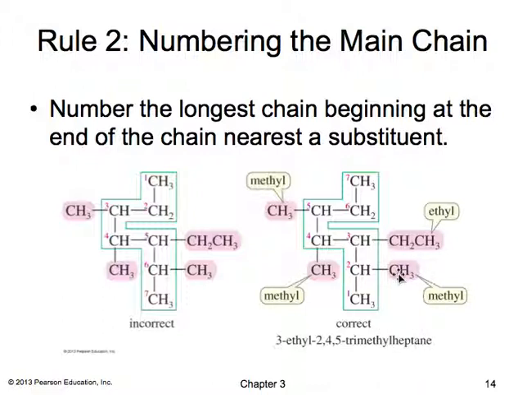You have 2-methyl, 4-methyl, 5-methyl, so that would be 2,4,5-trimethyl, and you'd have 3-ethyl. Then you would put it in alphabetical order, where you have 3-ethyl-2,4,5-trimethylheptane. Note that all of this is one word, and whenever you have numbers being put in, you want to put hyphens in between the numbers.